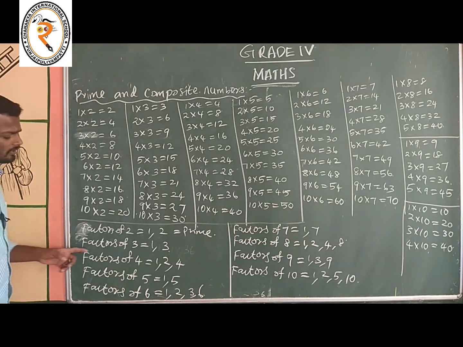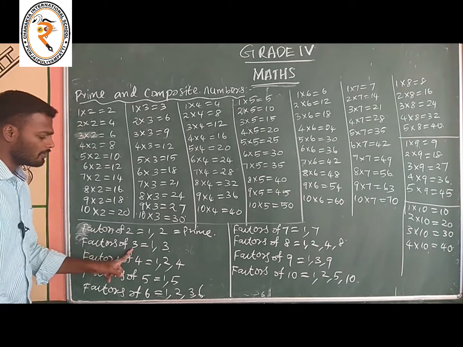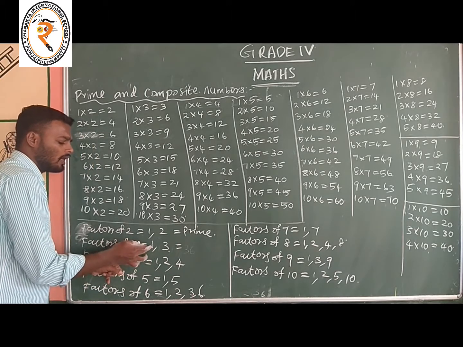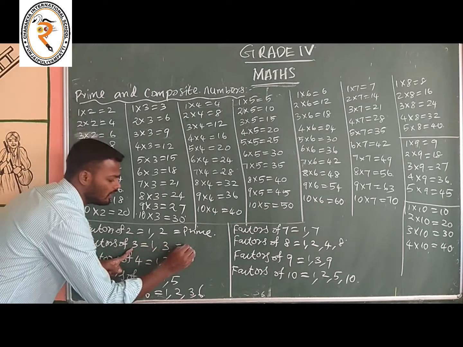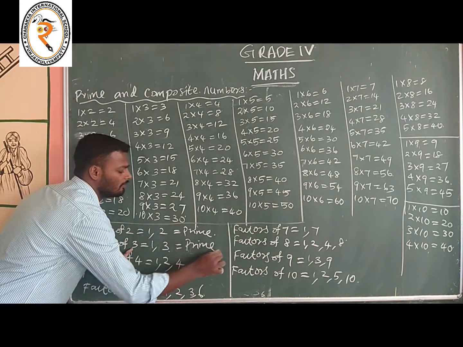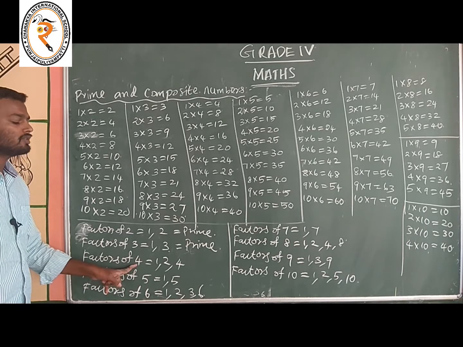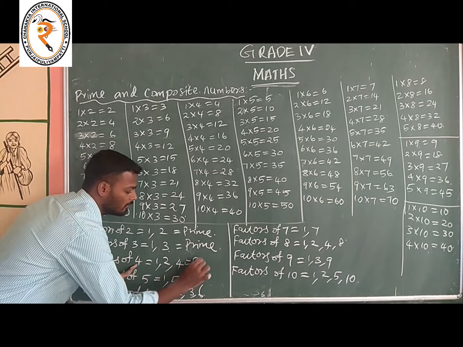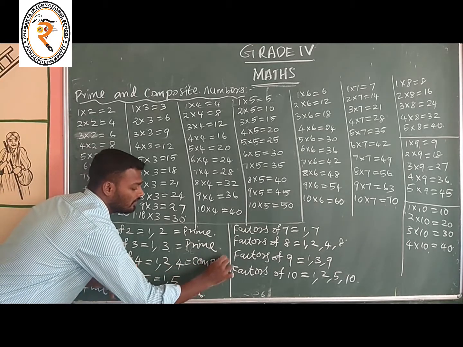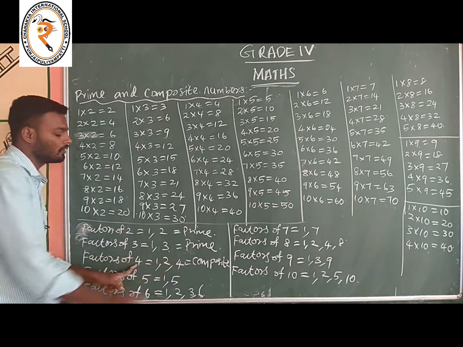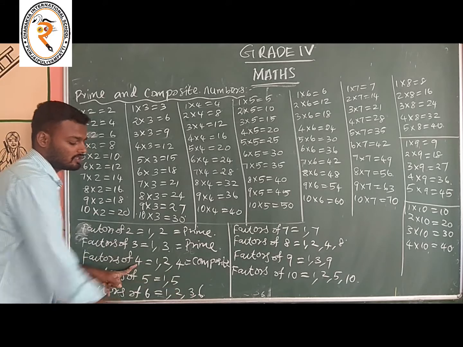Factors of 3. Checking 3. 3 is a prime number because it has only two factors: one is 1 and the other one is 3. It is a prime number. Factors of 4. Is 4 a prime number or a composite number? 4 is a composite number because we have 3 factors: 1, 2 and 4.